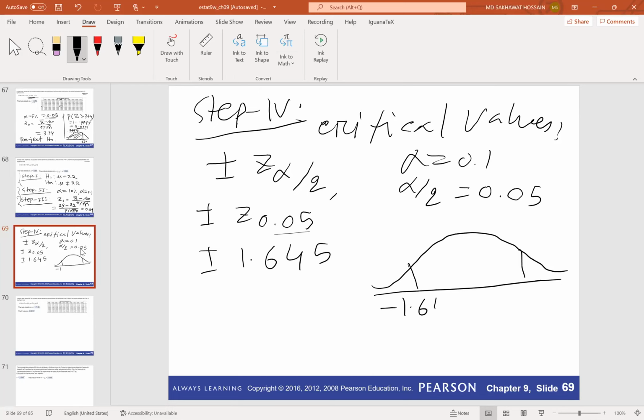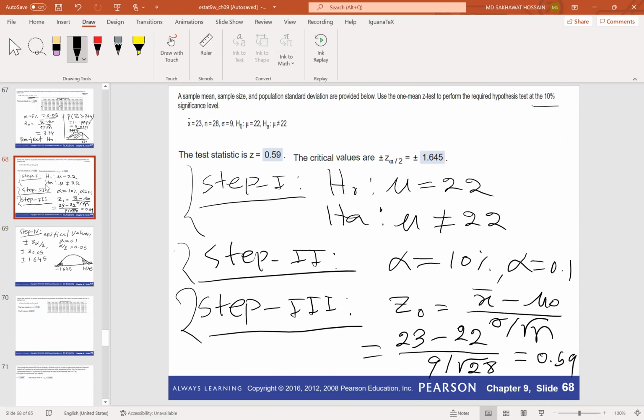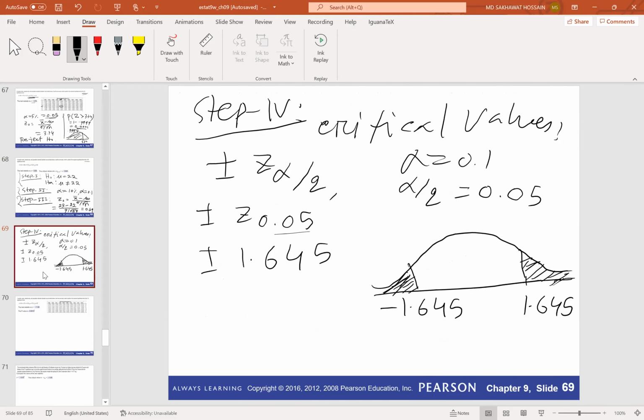This is negative 1.645, and this is positive 1.645. So the rejection region is this one and this one. Now locate the test statistic on the normal curve. What was the test statistic? It was 0.59. The middle value is 0, so 0.59 is somewhere here. This is our Z observed, or test statistic.